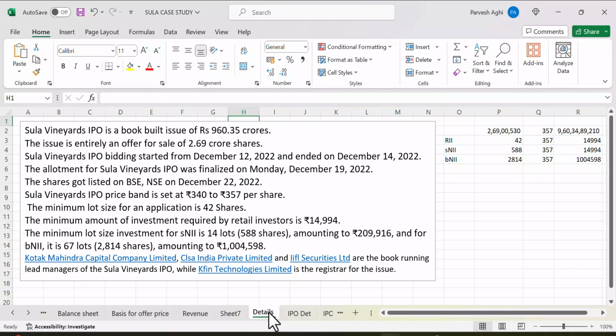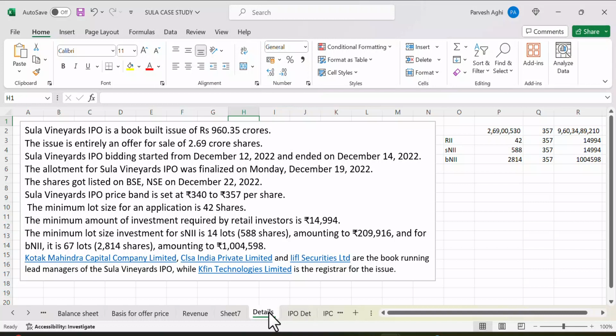Just read this, Zubin. What's written here? Sula Vineyards IPO is a book build issue of rupees 960 crores. The issue is entirely on offer for sale of 2.69 crore shares. So this was entirely OFS. What does OFS mean? Offer for sale to existing investors. Sale by its own shareholders.